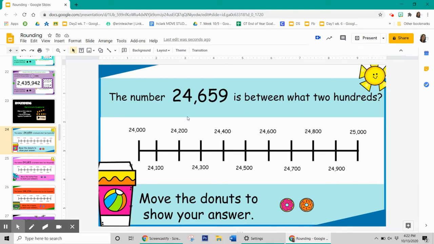So we're going to do a couple of these with the number line just to kind of get an idea of what benchmarks are. So the number 24,659 is between what two hundreds? First, let's find the hundreds place. There's a 6 there. So if we put 24,659, or just 659, on a number line, it's more than 600, right? Because you have 59. If you had $659, I mean, that $59 is a big deal. You could spend that on something, right?